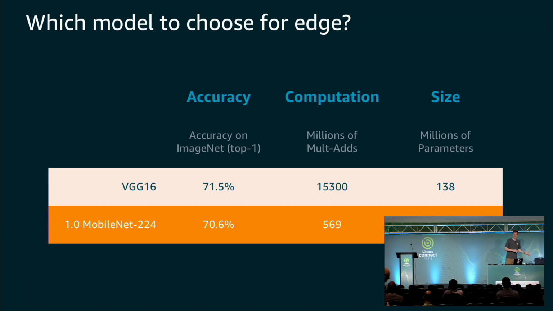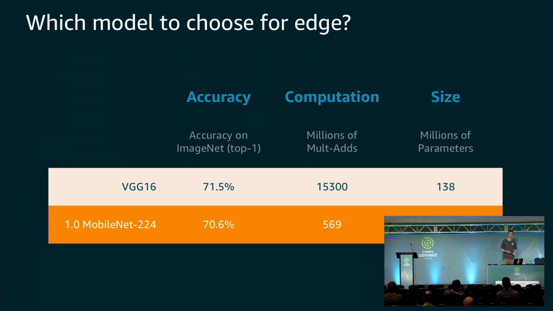model. So a once upon a time state-of-the-art model was VGG16. And a typical benchmark for this is its accuracy on ImageNet, which is an image classification task across 1,000 different classes. And so that achieved 71.5%. But that came at the cost of a huge amount of computation and in terms of the size. So there was 138 million parameters for that model.